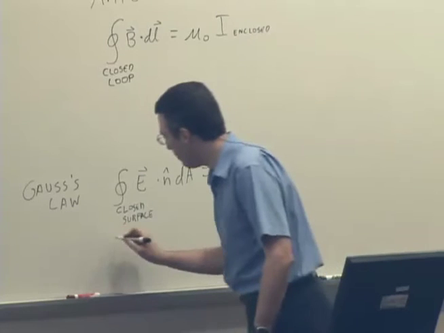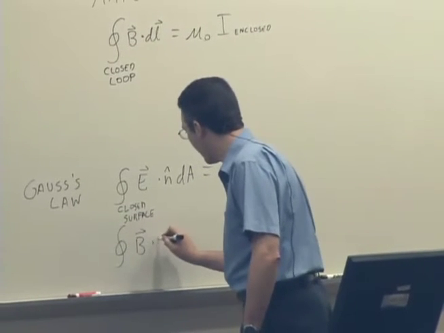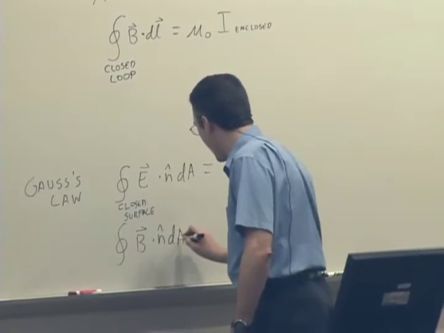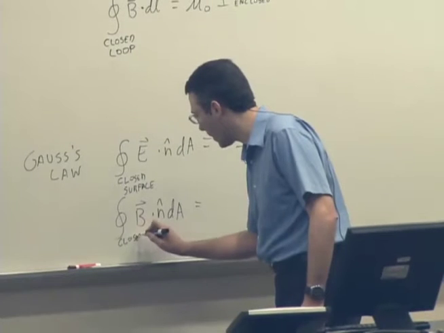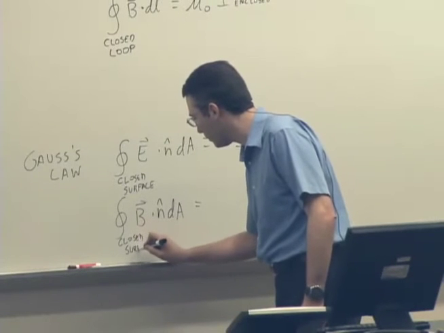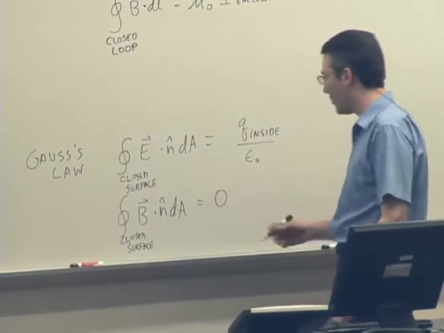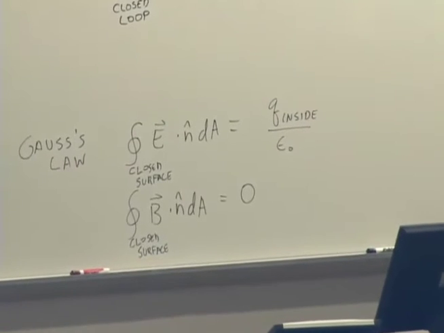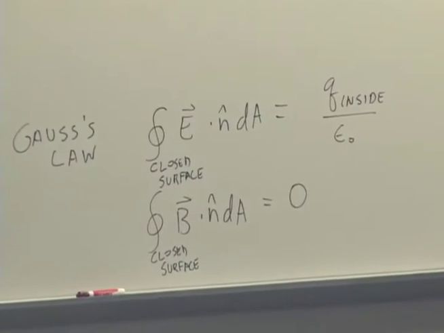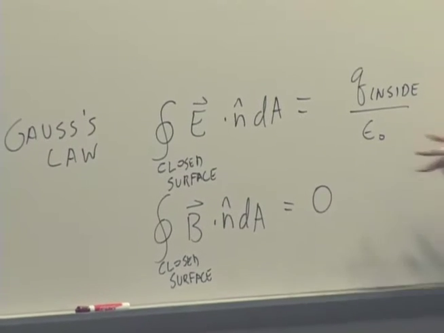We've had the magnetic version of Gauss's law, which relates B dot n hat dA, the magnetic flux over a closed surface, to, well, since there aren't any magnetic monopoles, then we said the net magnetic flux over a closed surface should be 0. And so we have three relationships here, two of which have to do with area.